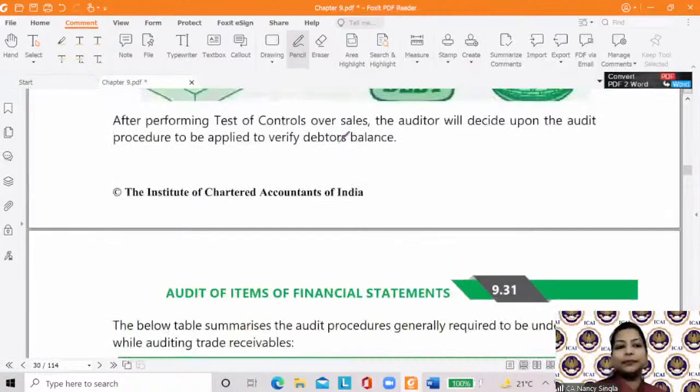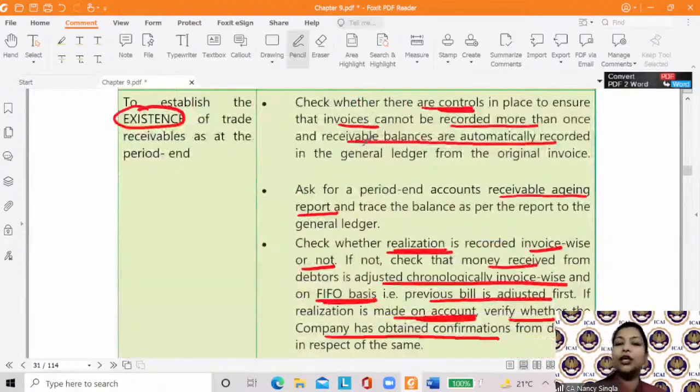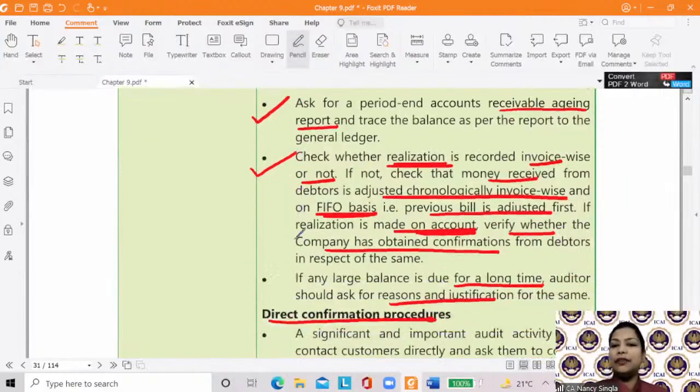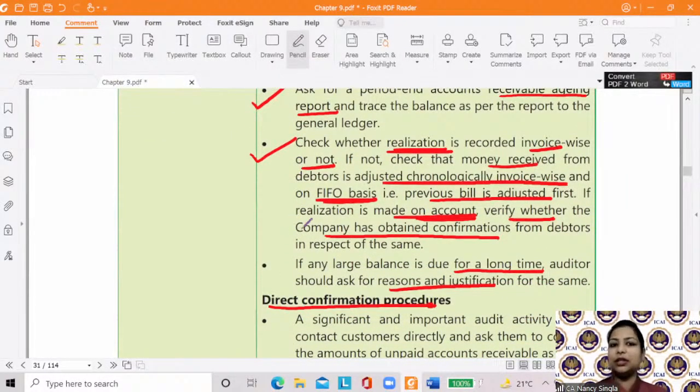Once the auditor has performed the test of controls over sales, the auditor will decide upon the procedure to be applied to verify the debtors balance. First, it is mentioned here that one invoice should be recorded only once, and the receivable balance should get updated automatically. Then the aging report can be taken and compared with the general ledger balances. Realization should be recorded invoice-wise, and if money is not received invoice-wise, then it should be on a chronological FIFO basis. If that is not possible because it is received on account, then the company needs to obtain a confirmation from the debtor, asking the debtor to tell us how the payment was made.